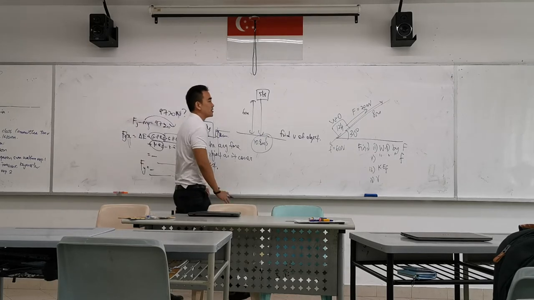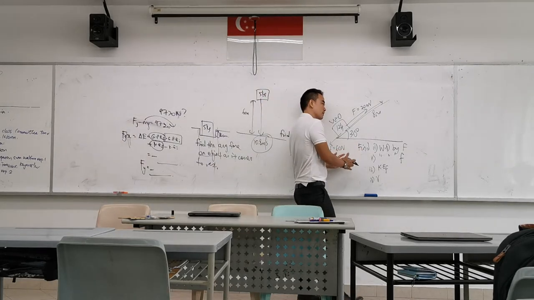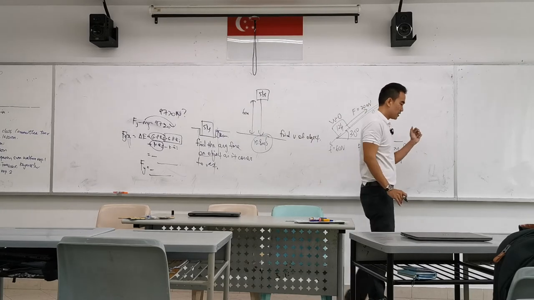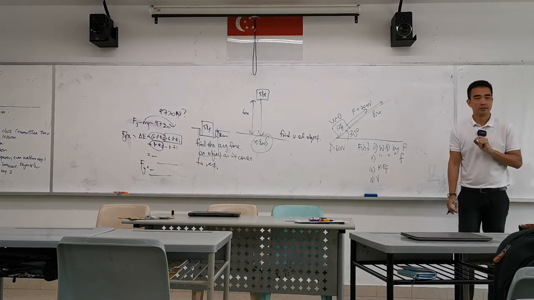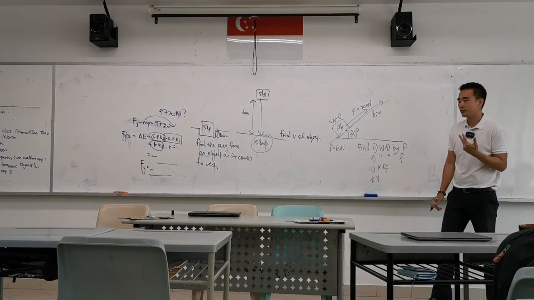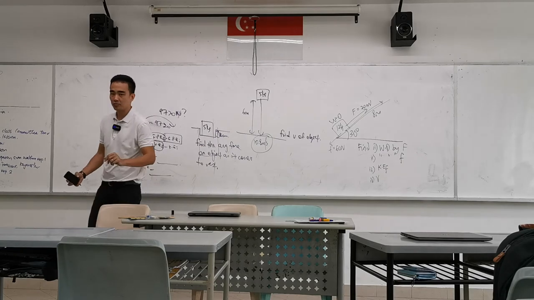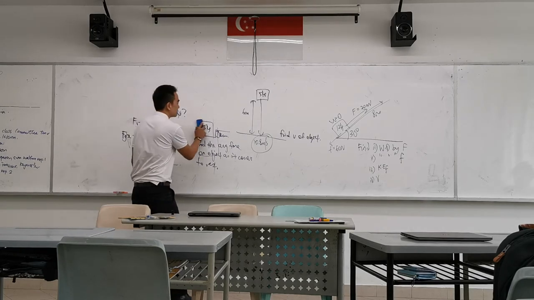Now, if you're done with this, can you try this? It's a very simple problem. It doesn't need new equations. Half mv squared, mgh, Fd. Just that you need to be careful with something. It also tests your understanding of the equations. Give it a try. 2-3 minutes later, I'll show you step by step how to do it.